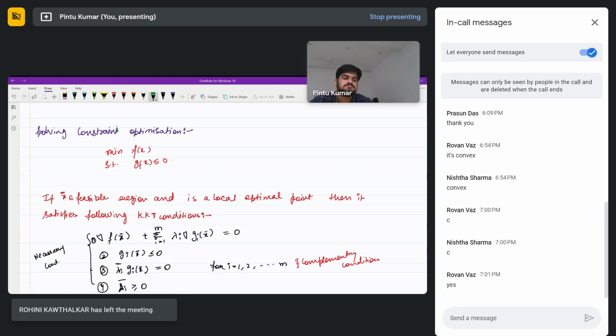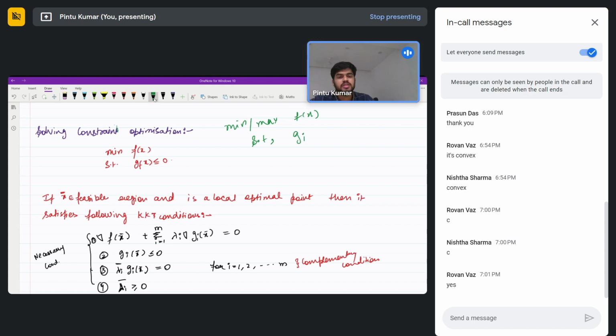Okay, so let's begin. Till now we talked about unconstrained optimization, where we had just minimize or maximize f of x. Now let's say somebody adds some extra condition that you should also satisfy these conditions. Then how to go about it?